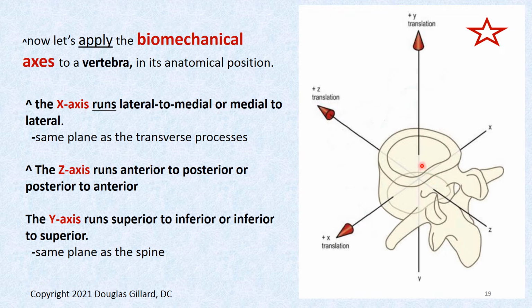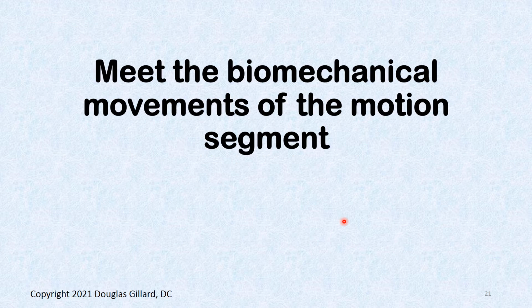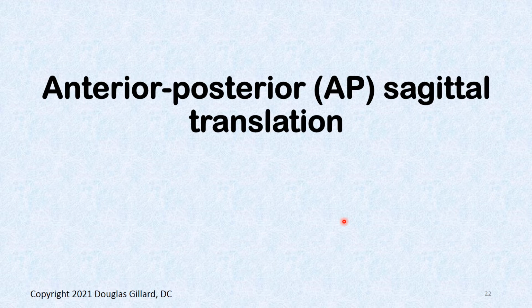The same thing, we can spin it in the y-axis. We can spin the vertebrae with a pole sticking through it like that. Picture the vertebrae turning to the left and turning to the right. Or we can spin it forward and backwards along the x-axis. So that's exactly where we're going with this next part here. And you can have combinations as well. We're not going to get into these couplings too much, although we will talk a little bit about it because it's clinically relevant. All right, meet the biomechanical movements of the motion segment.